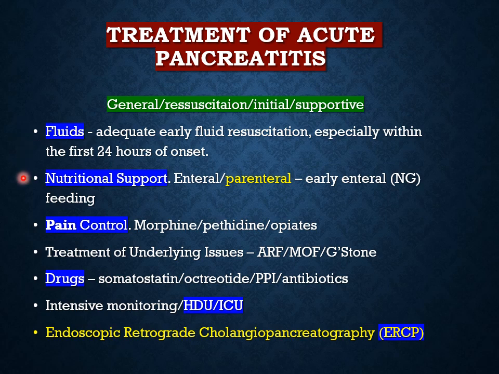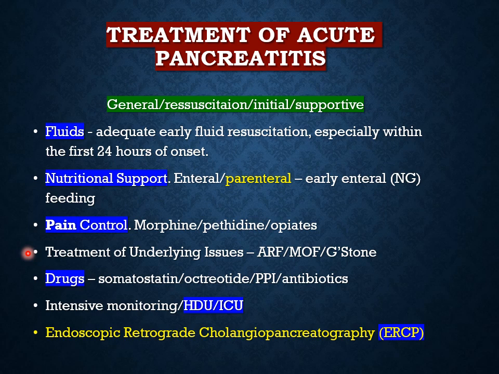Secondly, nutritional support is important because this patient has to be kept nil by mouth for some time, and as such, enteral or parenteral nutrition should be considered. Early enteral feeding via nasogastric tube should be encouraged. Thirdly, pain control. Since pain is a very serious accompaniment of this condition, adequate control of the pain must be undertaken. Usually, these patients will need opiates like morphine and pethidine, IV infusions to control the pain.